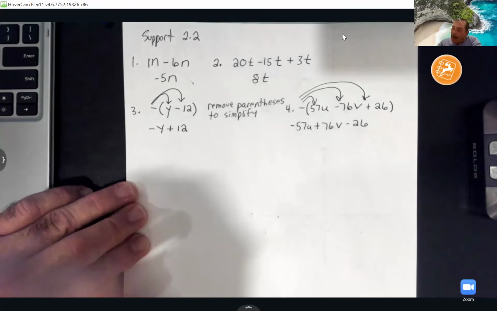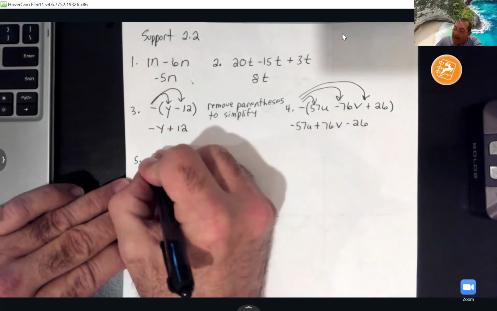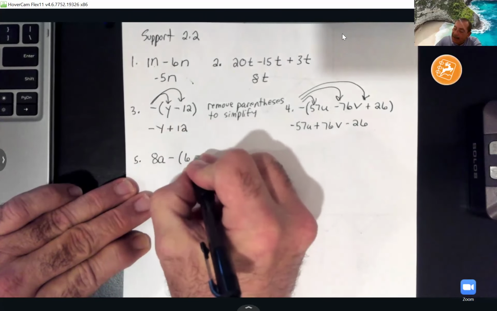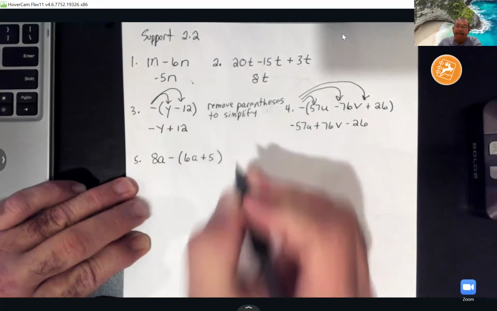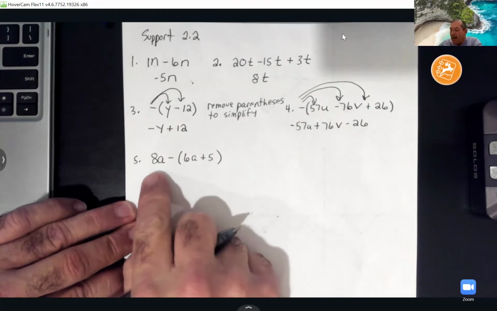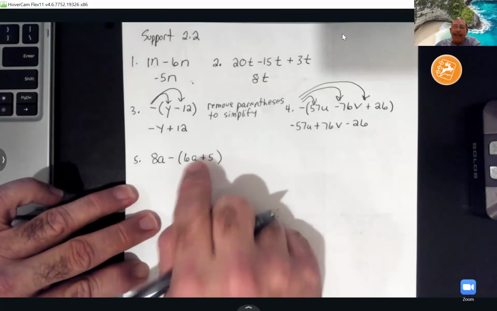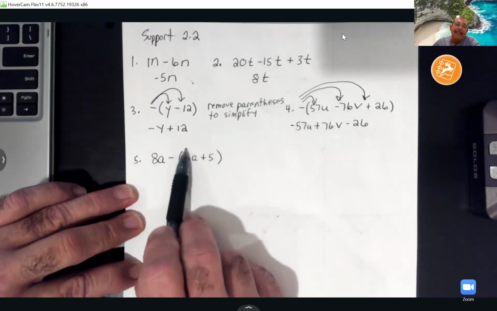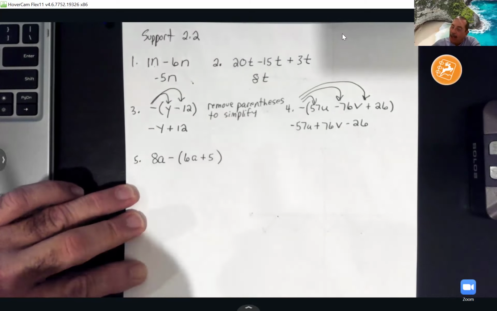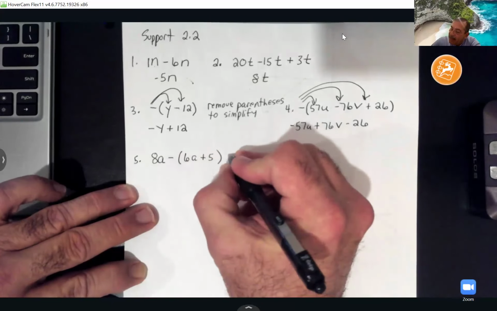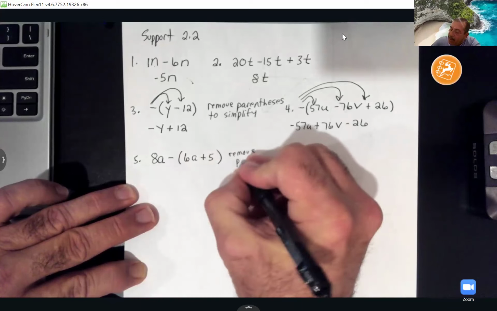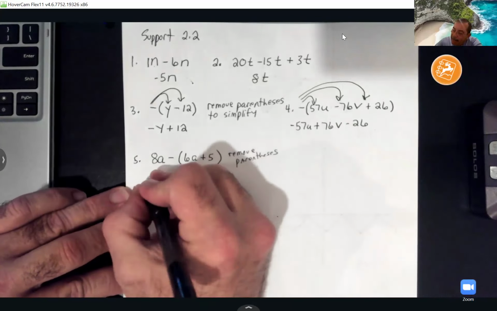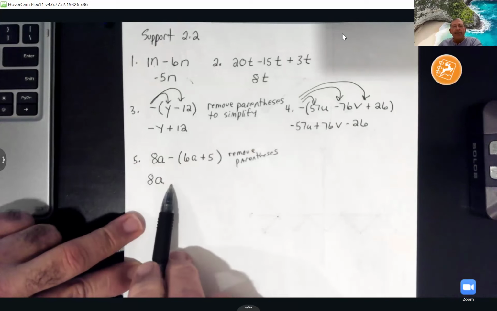All righty, so let me throw a little bit of a curve on you then. Let's do, how about an 8a minus parentheses 6a plus 5. So let's think about this one. What's my first line going to be? Now, my first step here is to get rid of parentheses, because you cannot add 8a to a 6a that's inside parentheses, okay? So you cannot add like terms until we remove these parentheses. So your first step is to remove parentheses. So that means you're going to bring down that 8a. So y'all, what goes next?